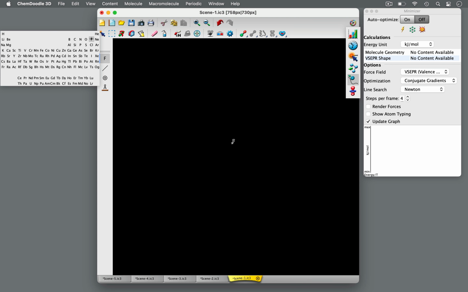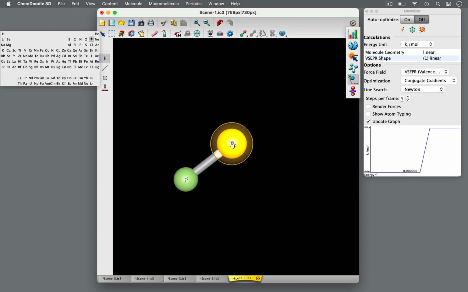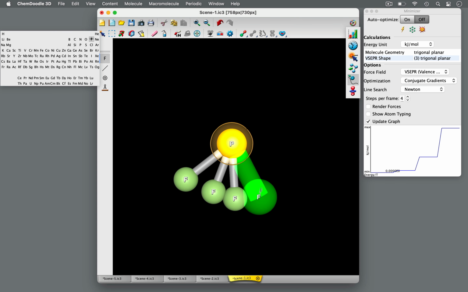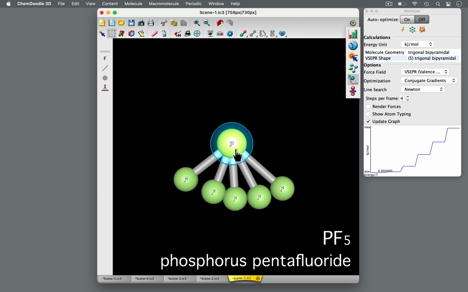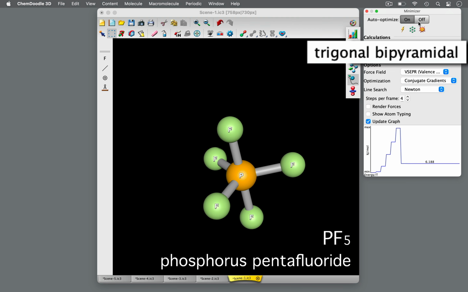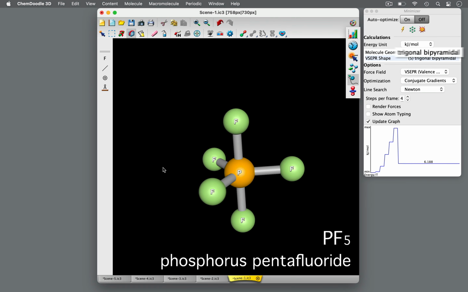Let's consider the geometries of molecules with 5 regions of high electron density about the central atom. Let's begin with a molecule with 5 atoms bonded to a central atom. In phosphorus pentafluoride, phosphorus is a central atom with 5 atoms of fluorine attached. To minimize electrostatic repulsions, phosphorus pentafluoride adopts a trigonal bipyramidal molecular geometry.